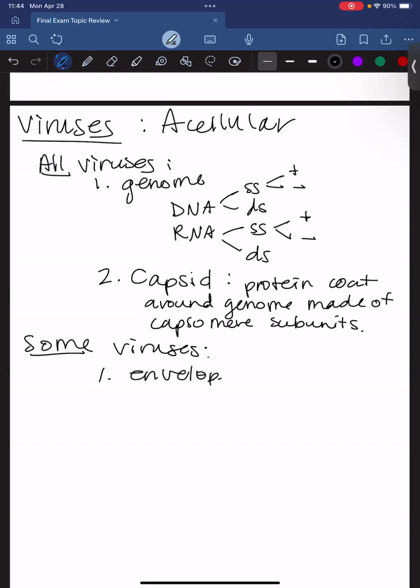What's an envelope? So, wall and a cell. For membrane and a wall, bacteria, yes. Not for viruses. Isn't it what they take from the host cell? Yes, it's a membrane coating that they stole from the host cell when they're budding out.